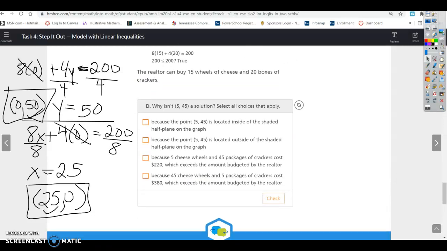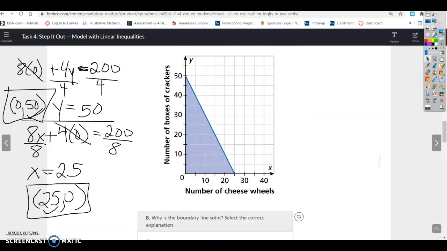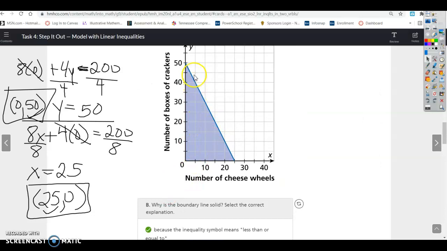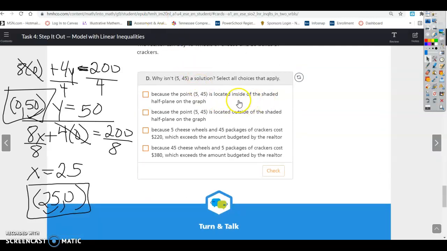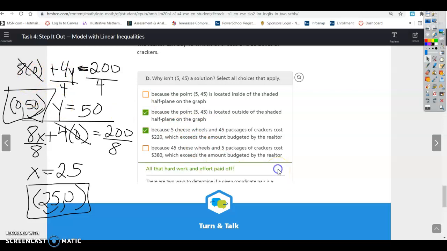All right, it says, why isn't 5, 45 a solution? Select all choices that apply. If we look at 5, 45, it is outside the shaded region, so it's not a solution. Because the point 5, 45 is located inside, no. Because it's located outside, yes. Because 5 cheese wheels and 45 packages of crackers cost $220, which exceeds the amount, that's true. Because this costs $300, that's not true. So you can take 5 and 45 and plug it in here and see what it is equal to, and it's going to be equal to $220.